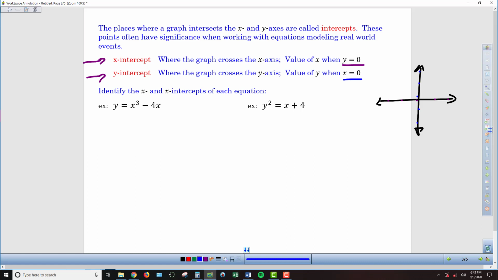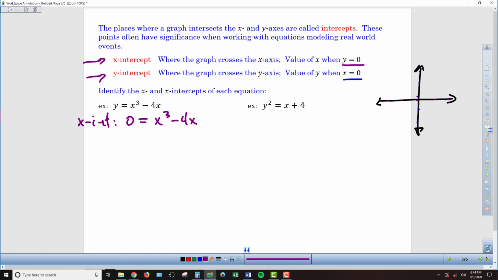To find any intercepts that a function might have, we can just plug in 0 for y and solve for x. Then we can plug in 0 for x and solve for y, and that'll give us those locations that are of interest to us. If we take a look at the first one, we'll start off with the x-intercepts. I'm going to set y equal to 0, so I've got 0 equals x cubed minus 4x.